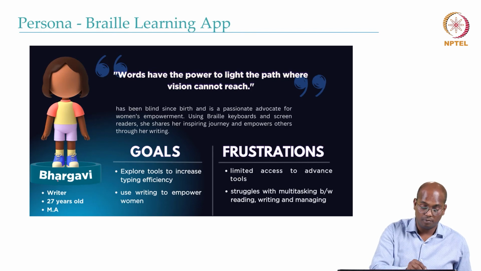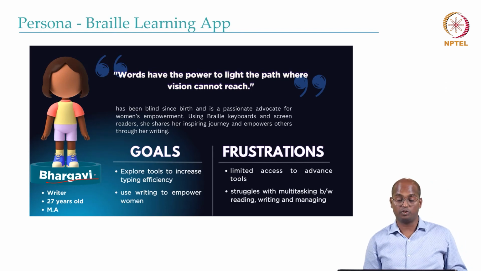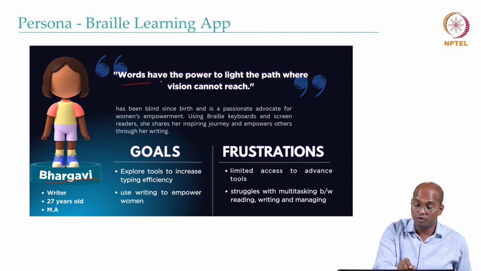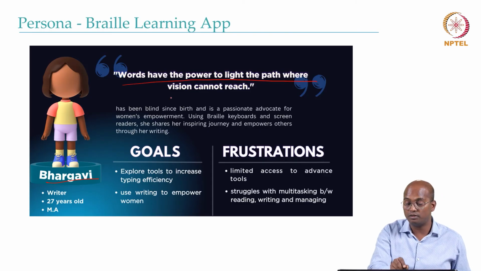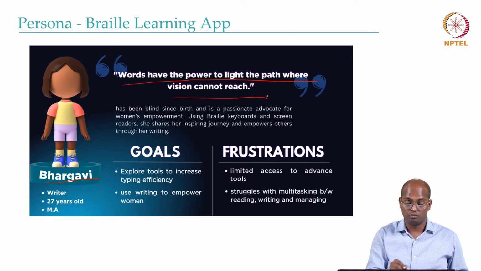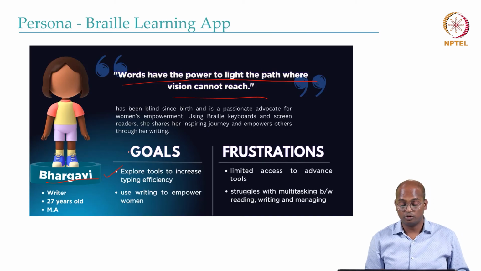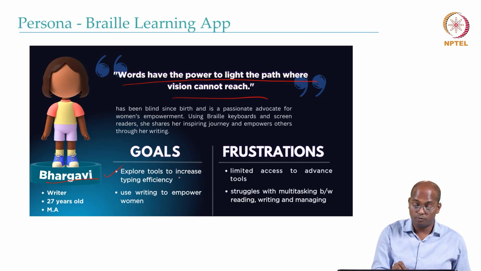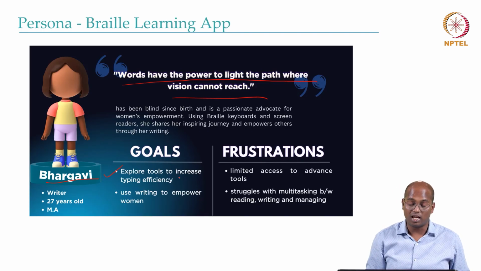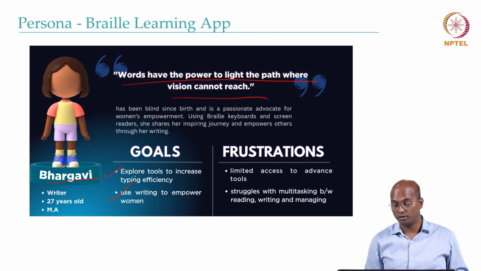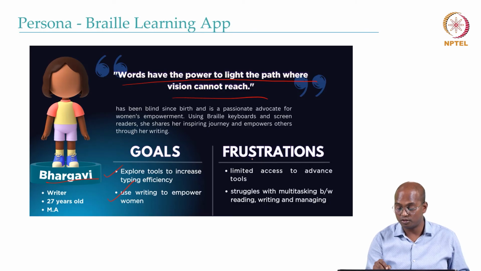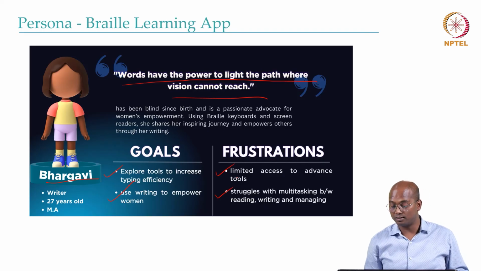Similarly, Bhargavi, our another persona in our app. So words have the power to light the path where vision can't reach. So the goal for her, explore tools to increase typing efficiency and use writing to empower women. At the same time, the frustration she's having limited access to the advanced tools and struggle with the multitasking between reading, writing, and managing.